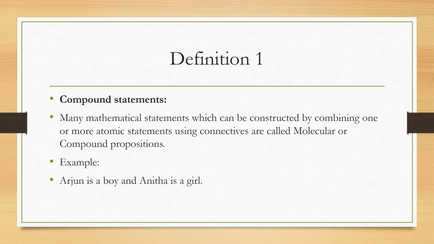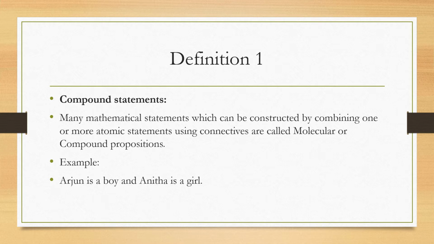Definition 1. First thing, compound statements. Many mathematical statements can be constructed by combining one or more atomic statements using connectives. We have different types of connectives. When we join two atomic statements using connectives, we call it a molecular or compound statement.